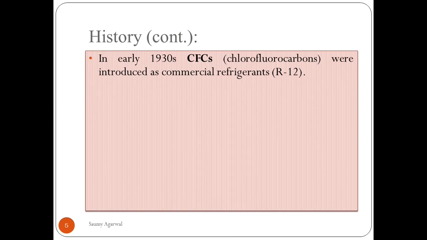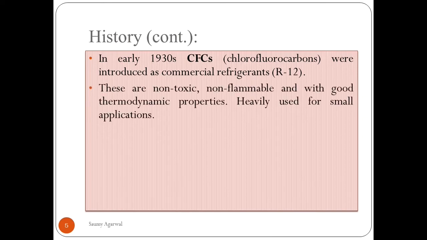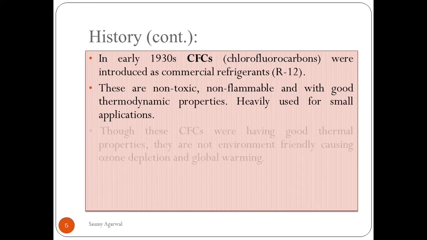Then in the early 1930s, CFCs or chlorofluorocarbons were introduced as commercial refrigerants. The first CFC that was introduced was R12. We will study its nomenclature later in this PPT. So what are the advantages of the CFCs? They were non-toxic, non-flammable, with good thermodynamic properties, and they were heavily used for domestic applications. Even in our domestic cooling applications, we have the AC unit and the refrigerator. In both these cooling units we use CFCs.